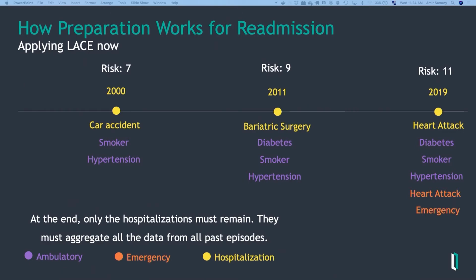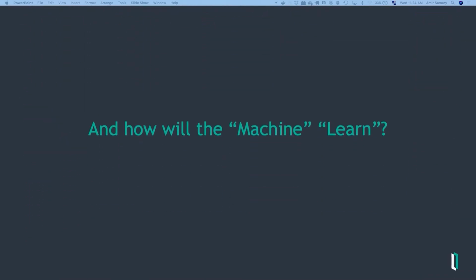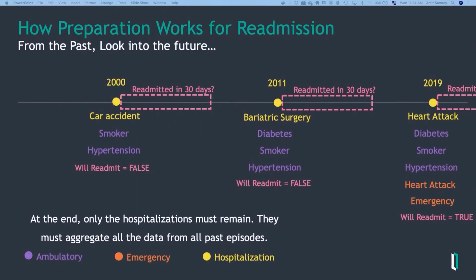So, but how does the machine learn, right? We just aggregated data, right? But how do we teach the machine about the prediction? We were looking at the past and aggregating, right? We now need to look into the future. So on each hospitalization, for instance, in 2000, we have to look 30 days in the future and see, is there a readmission? Has the patient been hospitalized again in 30 days?